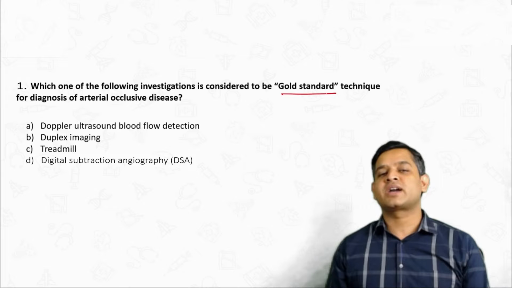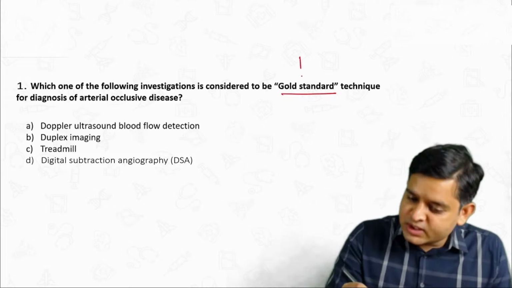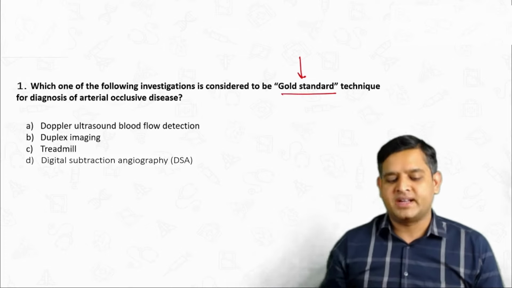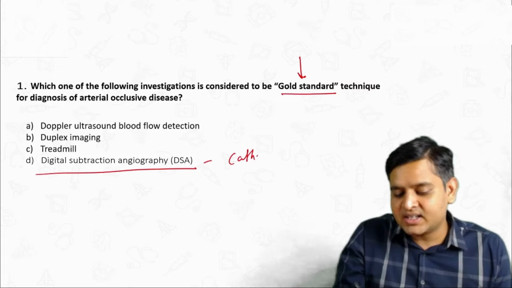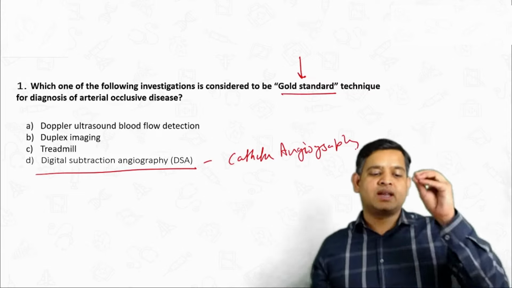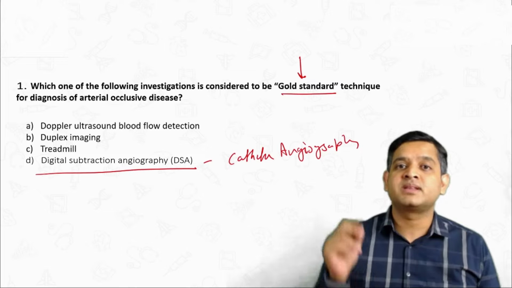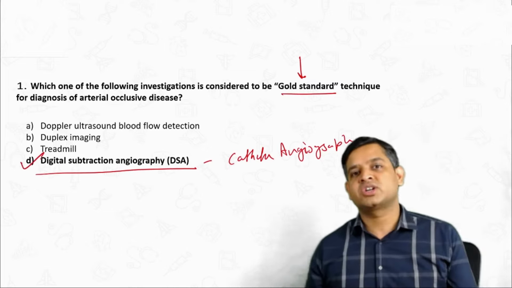Which one of the following investigations is considered to be the gold standard technique for diagnosis of arterial occlusive disease? When the word says gold standard, it means that you are directly visualizing it, and direct visualization is only by a catheter angiography. This catheter angiography is the most accurate way to assess any occlusive disease. And it is not just diagnostic, it can be therapeutic also if there is a need. So the answer is digital subtraction angiography.